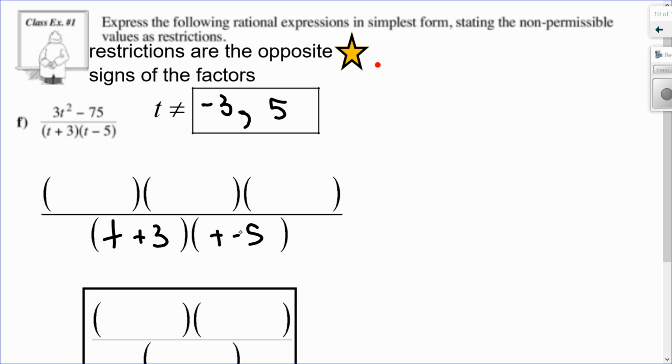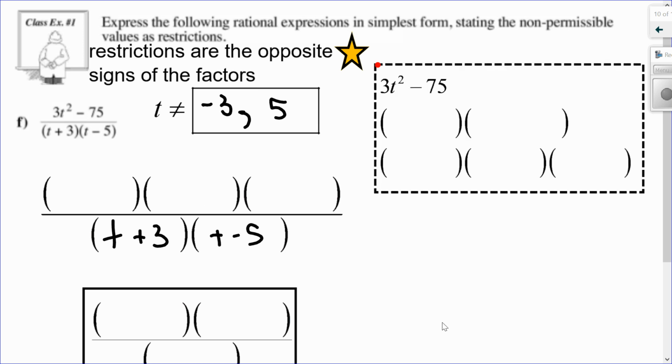In the numerator, let's take that to the side here and factor that. So between 3 and 75, I know I have a GCF of 3. So 3 divided by 3 is 1, so I'm just left with t squared, minus 75 divided by 3 is 25. So keep the 3 there.